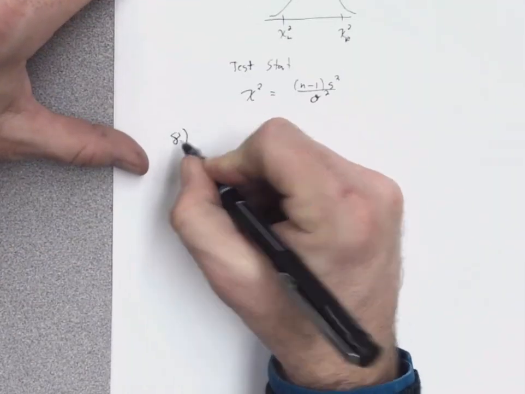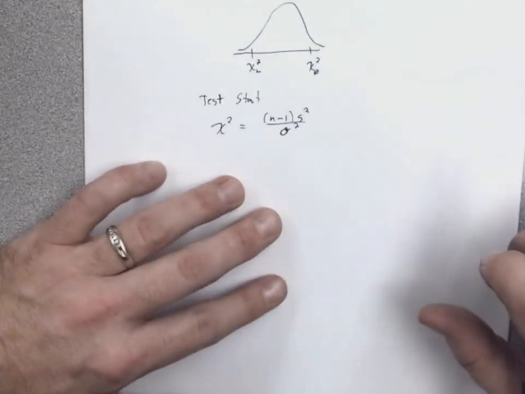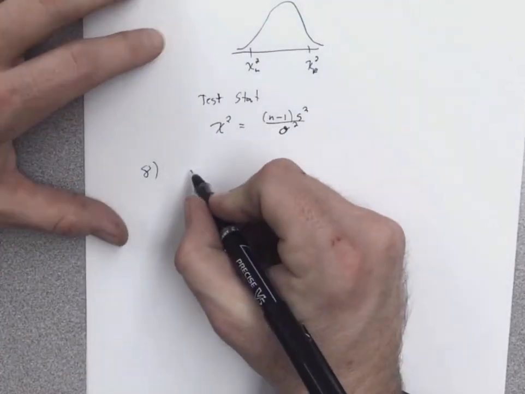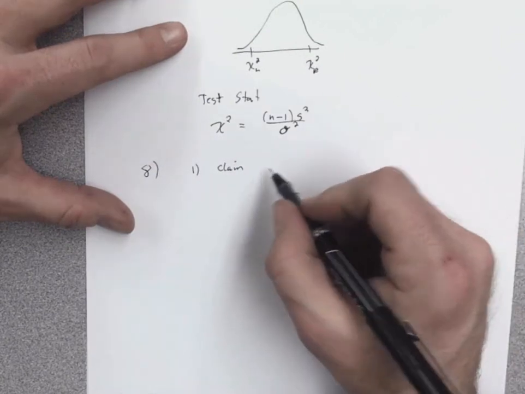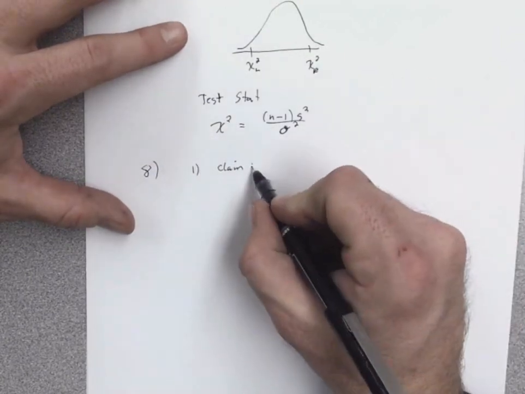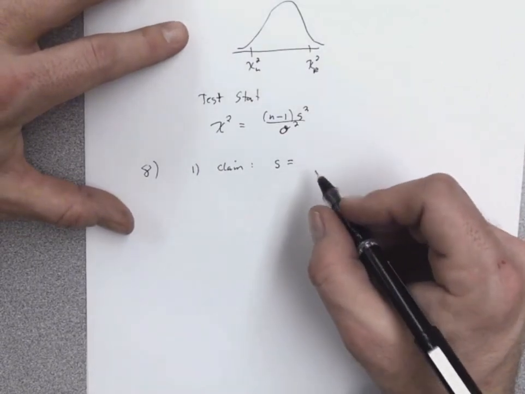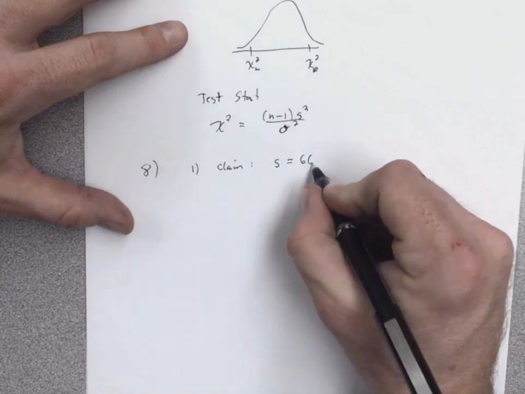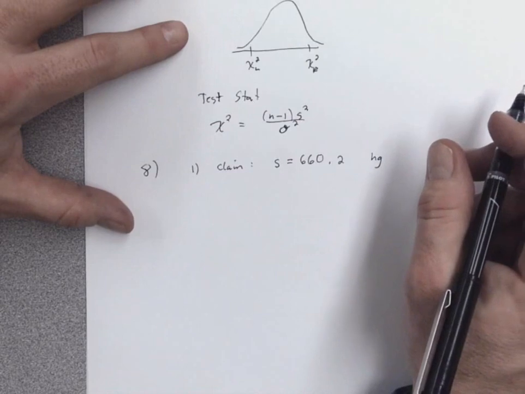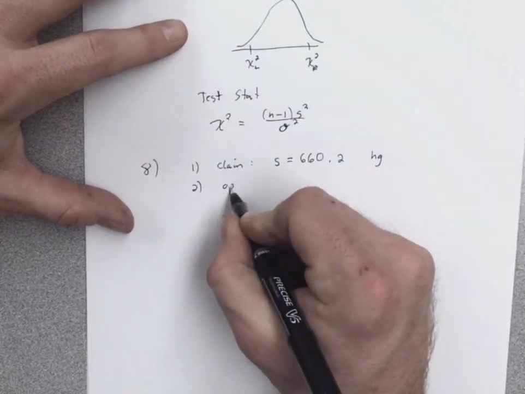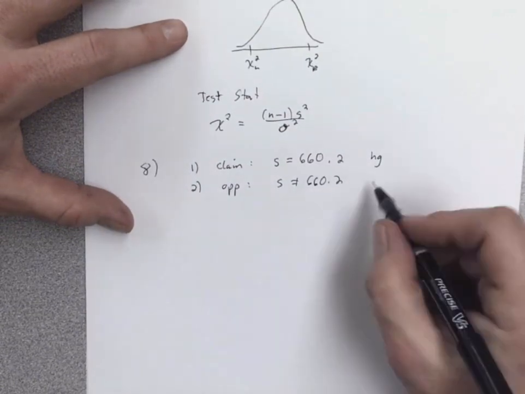What I know is that first, number 1, is our claim. The claim is about equality. They said that the girls' standard deviation is equal to the boys', and the boys' standard deviation is 660. So they're saying that sigma is equal to 660. So 2, that means the opposite is s is not equal to 660. Again, not equal means we're talking about a two-tailed situation.